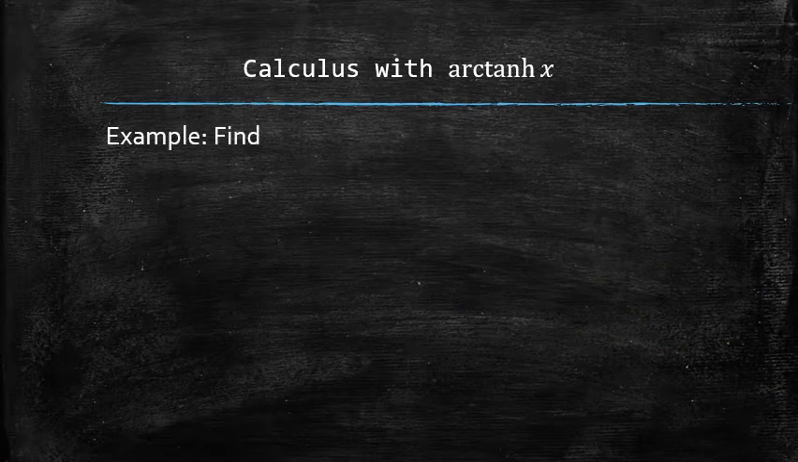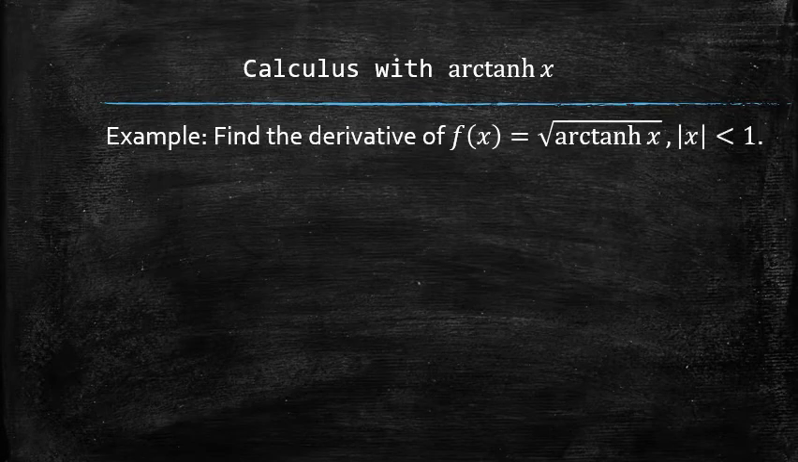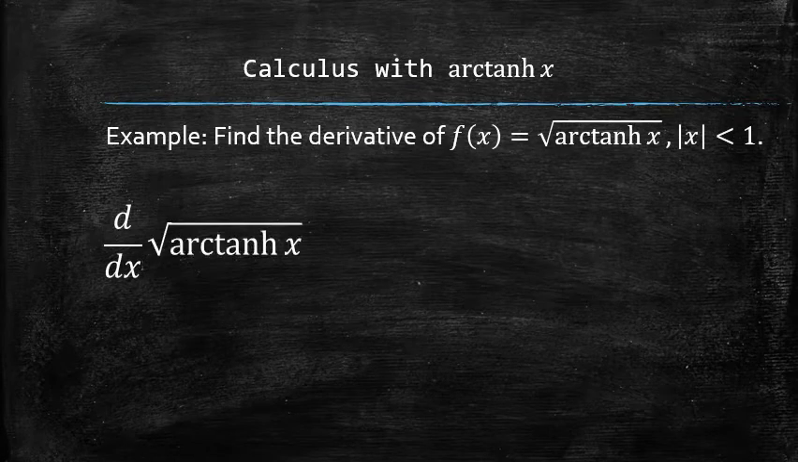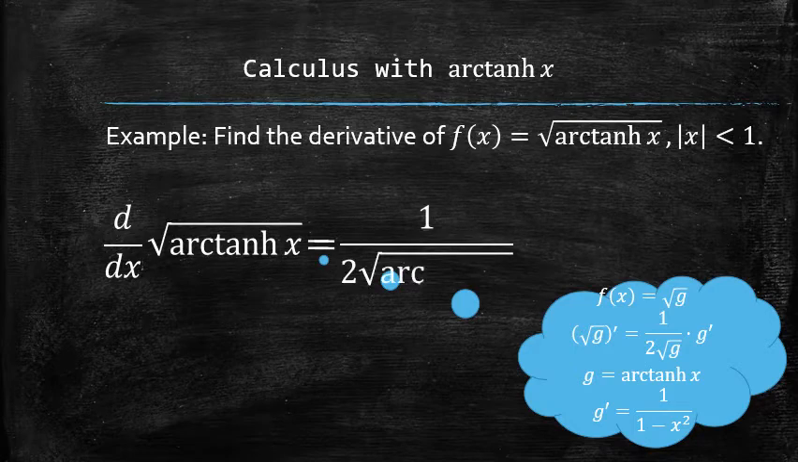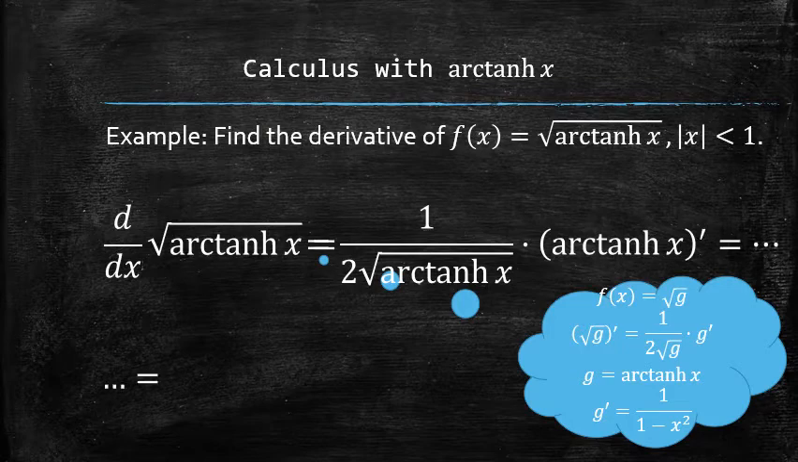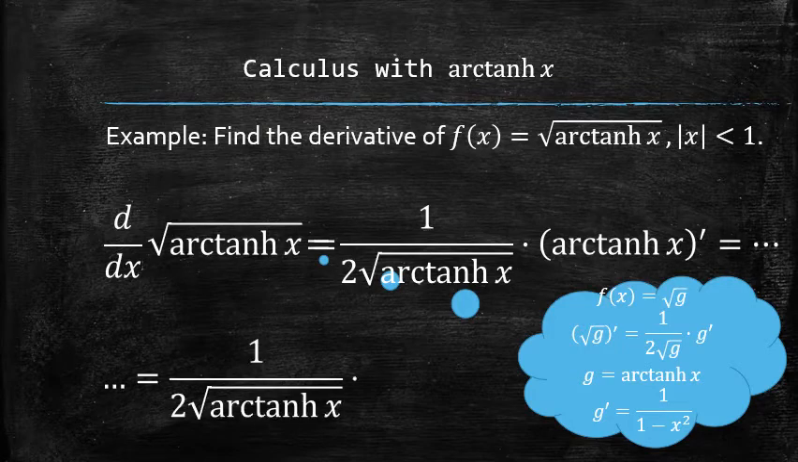Let's, for example, find the derivative of the following function. We start the process by recognizing that we have to find the derivative of a composition of the square root function applied to the hyperbolic arctangent function, which is equal to the following expression, in which we know how to find all the components. There isn't much to simplify here after plugging everything in.